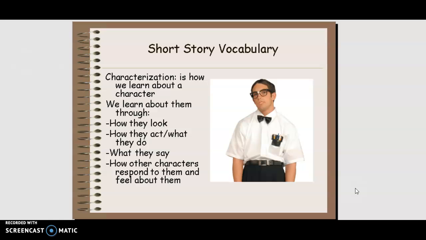the characterization is how we learn about the character. We learn about them through how they look, how they act, what they do, what they say, how other characters respond to them and feel about them. This is the way in which we can start writing our story, by thinking about the characterization of our character.